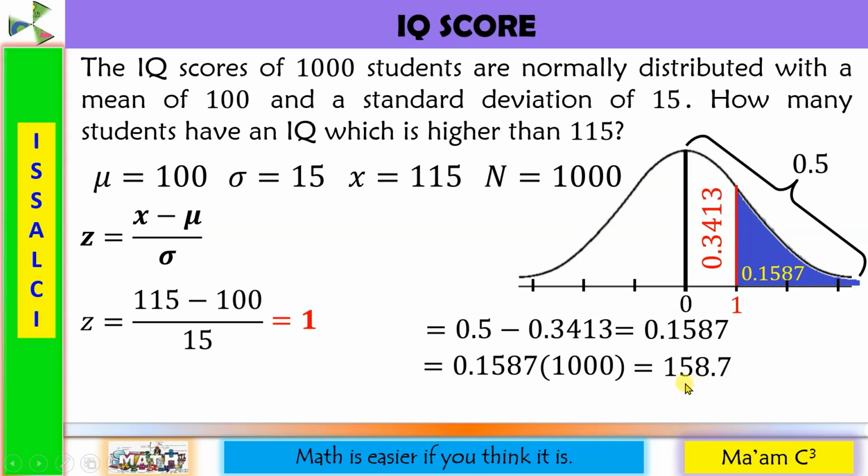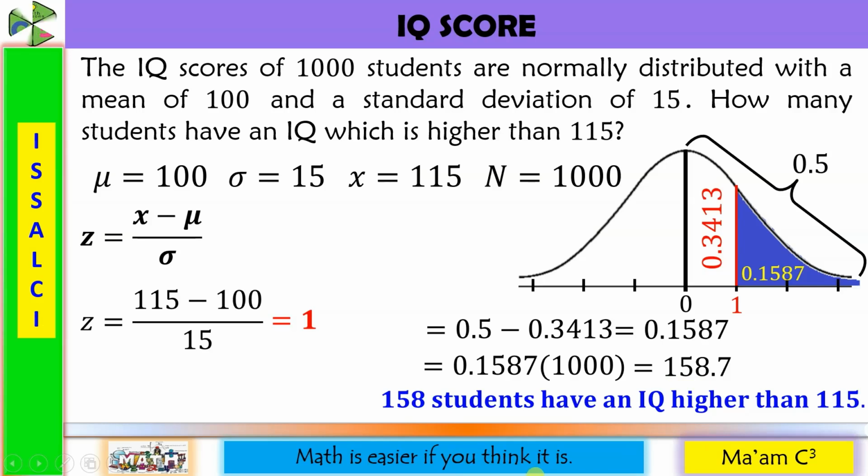And this will give us 158.7. Again, we are looking for number of students. So we're looking for the count of people. 0.7 is not yet a complete person. So we do not consider this even though this is higher than 0.5. So our final answer is 158 students. Let us interpret that. 158 students have an IQ higher than 115.